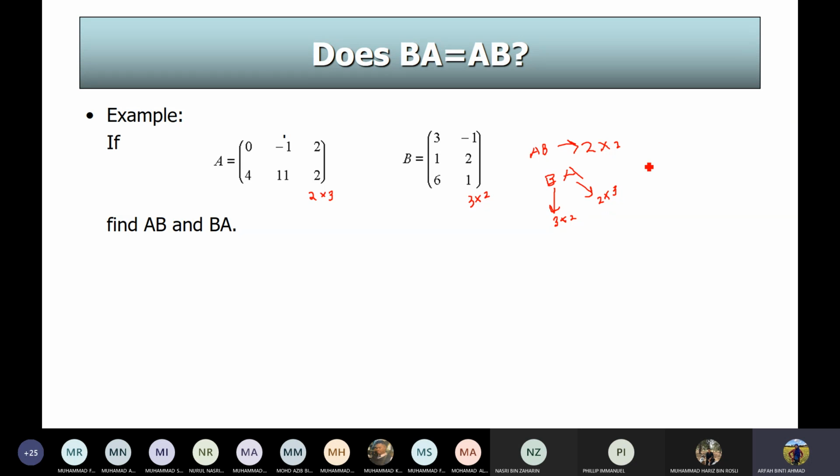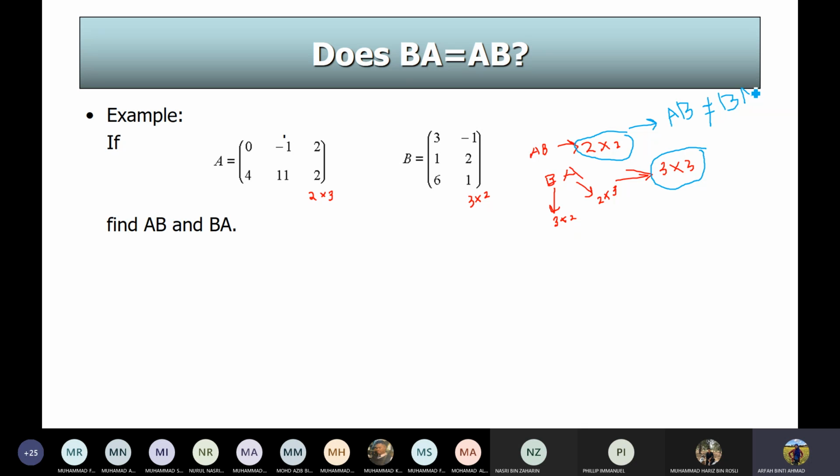Okay, so cuba tengok dapat sama ke tak? A, B jawapan tadi. Tak sama. Dapat 3-3 lah. 3-3 untuk mana? B darab A. Okay, so B darab A akan dapat satu matrik yang 3 kali 3. So kalau awak tengok dia punya order of the matrix dah tak sama. A darab B dapat satu matriks 2 kali 2 dan B darab A akan dapat matriks 3 kali 3. So adakah dia sama? Tak sama. So A darab B tidak akan sama dengan B darab A.